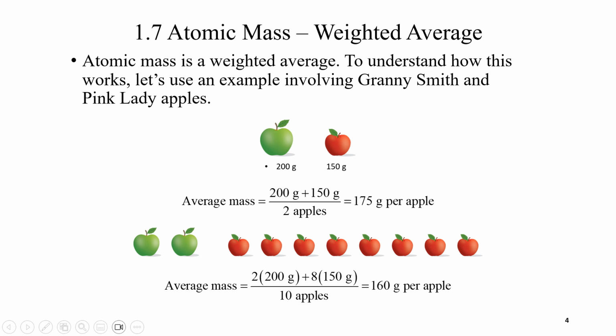Let's look at an example with apples to try to figure out what a weighted average is. We have here a Granny Smith apple that weighs 200 grams and a Pink Lady apple that is smaller and weighs 150 grams. If I have one of each, the average mass is going to be 200 grams plus 150 divided by 2. So it's going to be 350 divided by 2, 175 grams per apple.